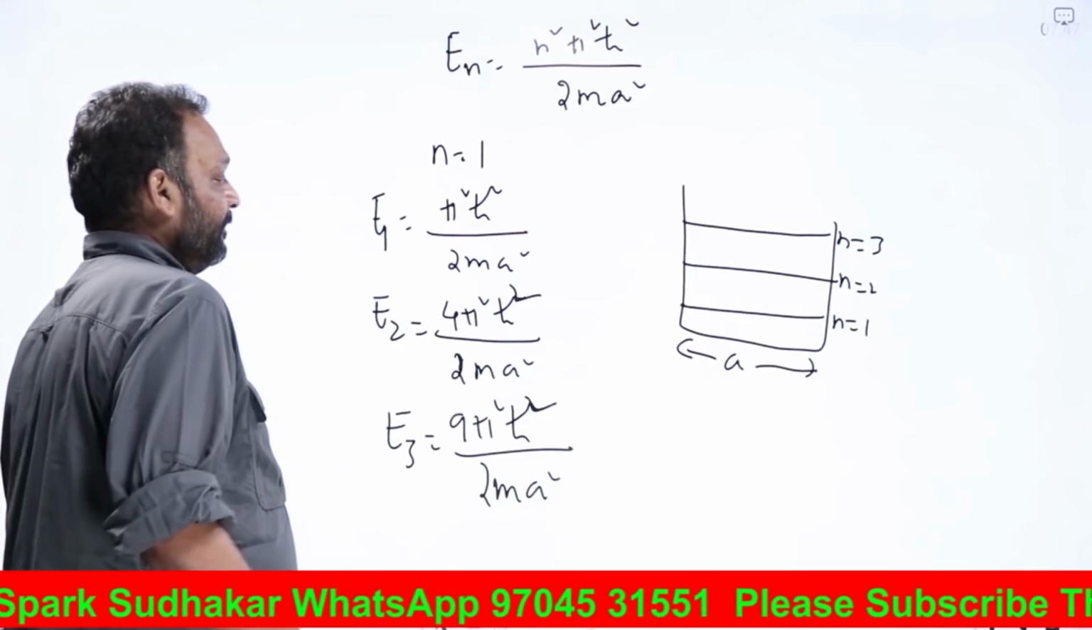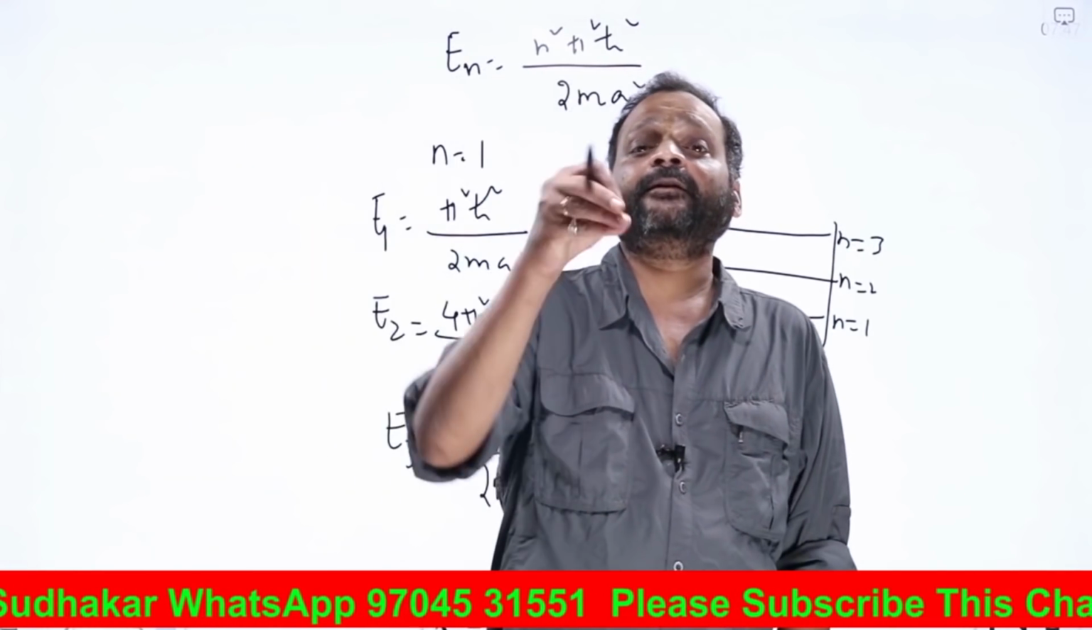Now what did he say? He says that there are 5 non-interacting electrons.